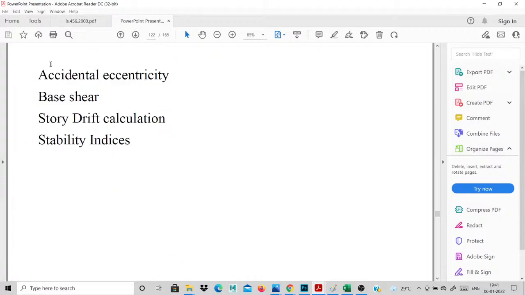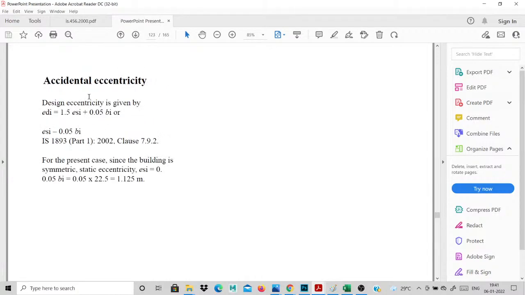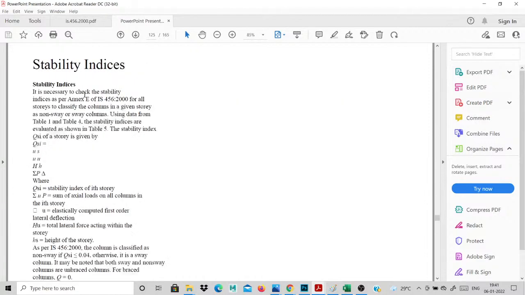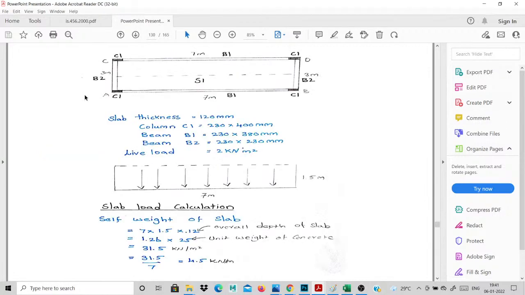These are some checks for your earthquake analysis. The first ones are accidental eccentricity, base shear, story drift calculation, and stability index. The formulas for accidental eccentricity, story drift and all these things will be given.